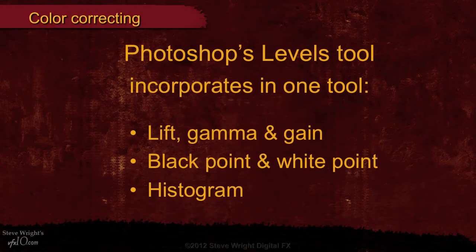As I promised you earlier, now we're ready to look at Photoshop's Levels tools, which incorporates all in one tool the lift, gamma, and gain, black and white points, as well as the histogram. So the Levels tool is actually a primary color corrector. Now we're going to be able to see exactly what each one of those sliders do.